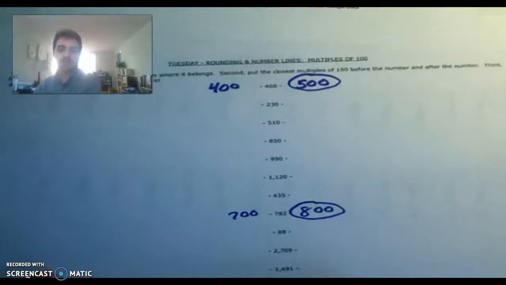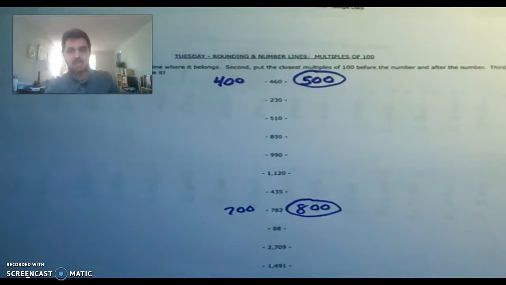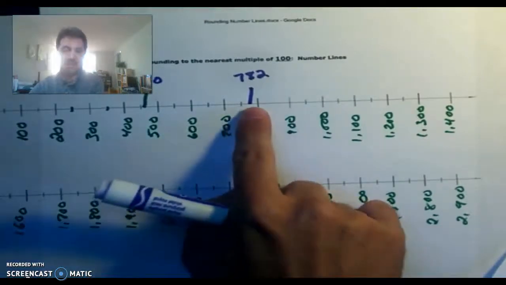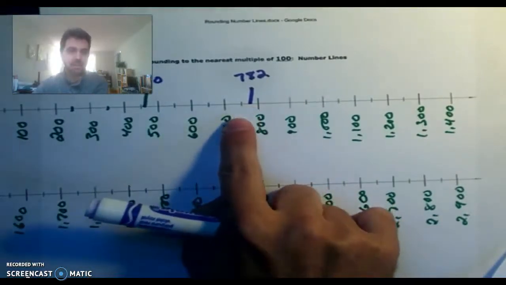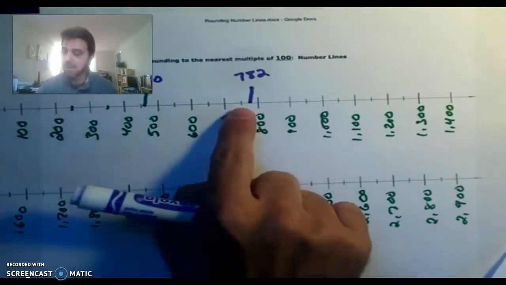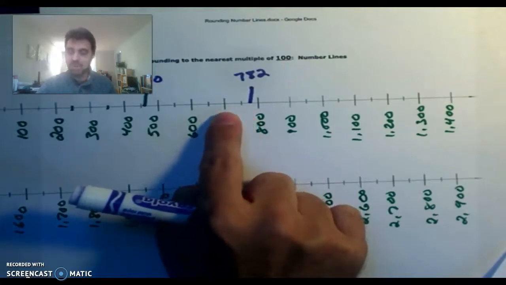So here's my question. 782 has a 2 in the ones place. Does it matter what's in the ones place if we're rounding it? So, for example, what if the number was 789? Would that make any difference? Well, let's look. 789 would still be past 750. So it actually doesn't make a difference what is in the ones place, does it? It doesn't. It's really just what's in the tens place. Does it put me past 750? Or on 750? Or before 750?